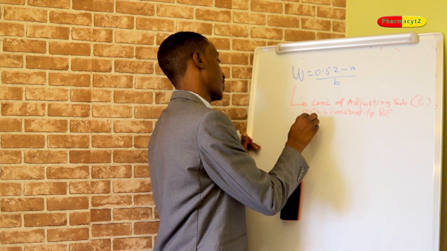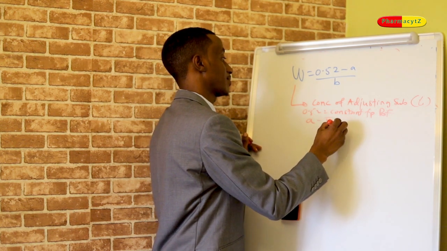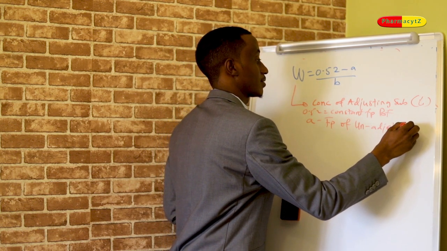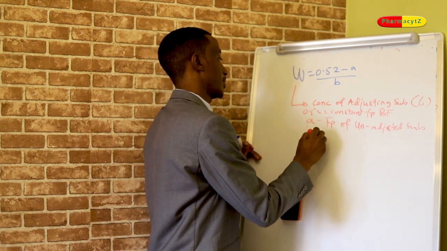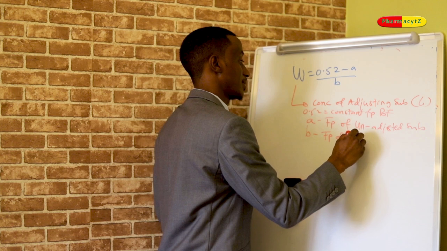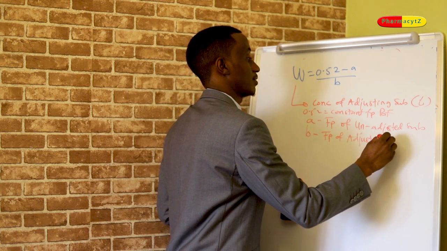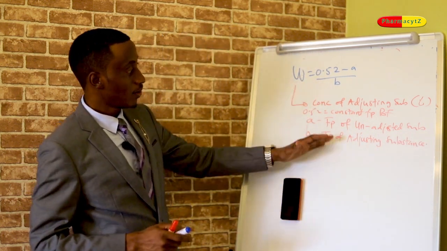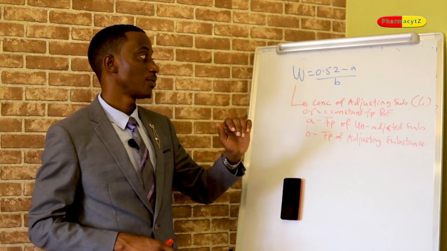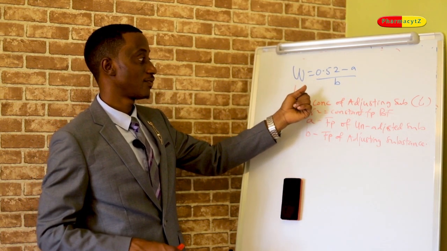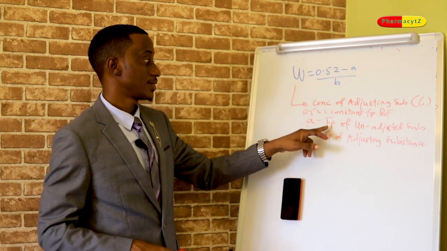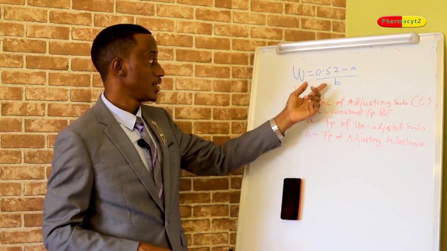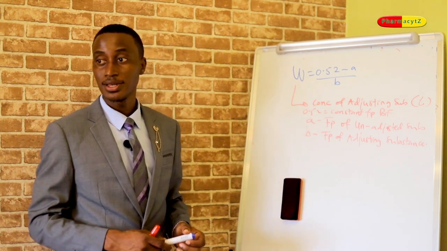And A is the freezing point of an adjusted substance. Then B is the freezing point of the adjusting substance. So if you have the following proportion, then you resubstitute into your formula. 0.52 is the constant freezing point of body fluids. Then A represents the freezing point of an adjusted substance, which you need to adjust to make it isotonic. Then B represents the freezing point of the adjusting substance.